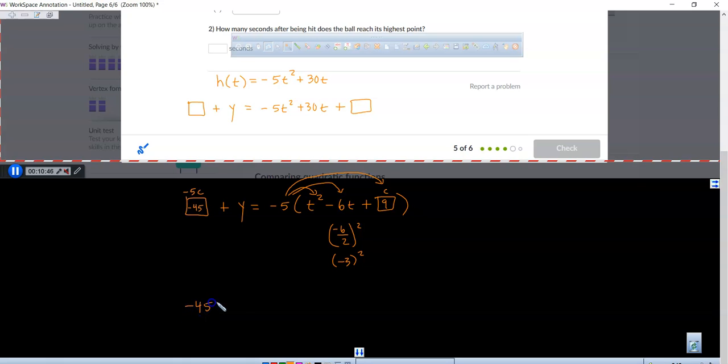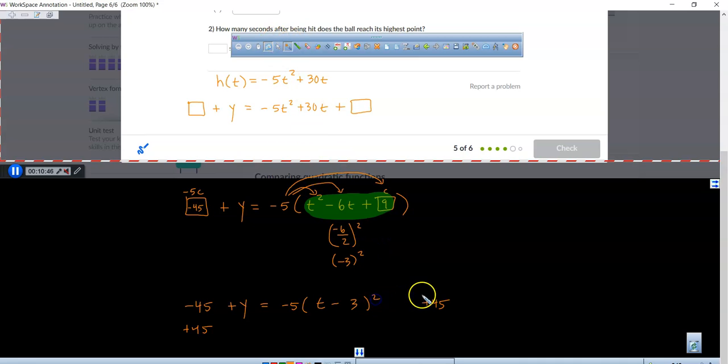So I'm putting -45 plus y equals -5. Now we need to know how to factor this guy right here. We're going to factor him to t minus 3 being squared. And the last thing I'm going to do is just add 45 to both sides. I was a little messy there. I'll go ahead and clean it up a bit. There we go. So our final answer is this. h of t equals -5 t minus 3 squared plus 45.